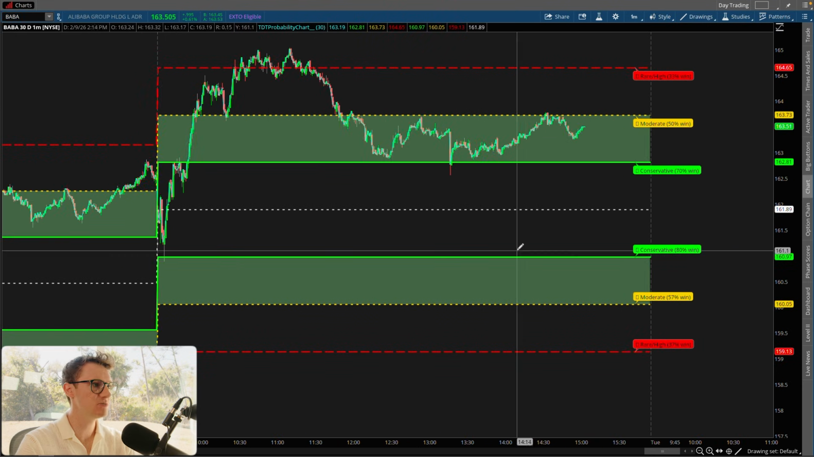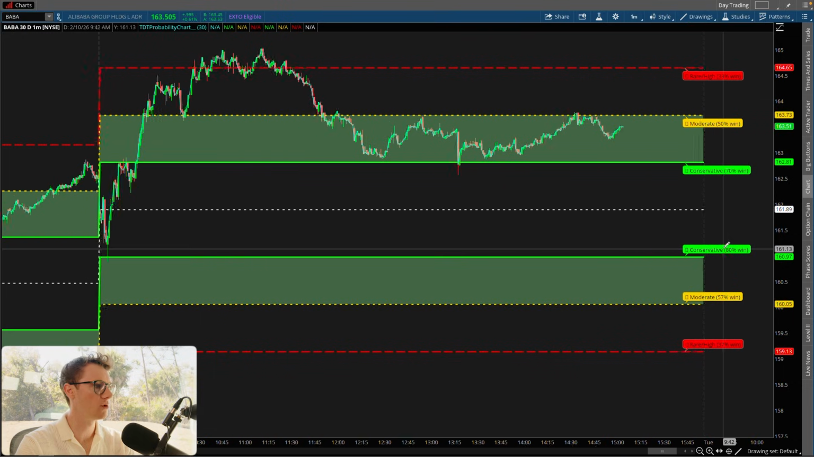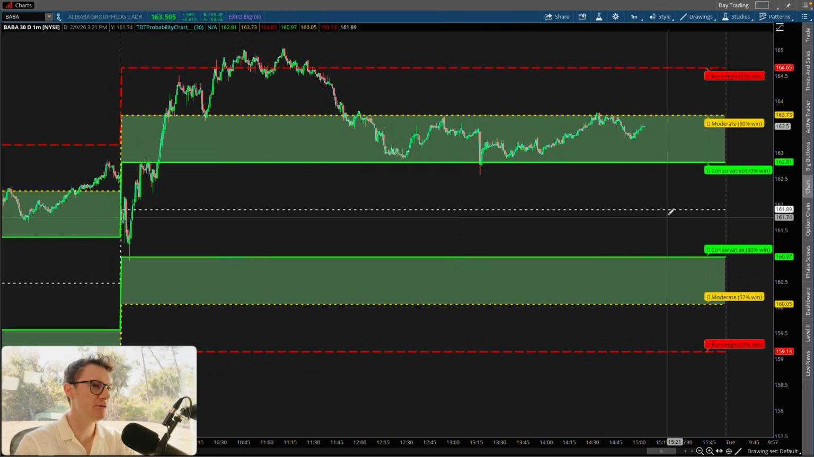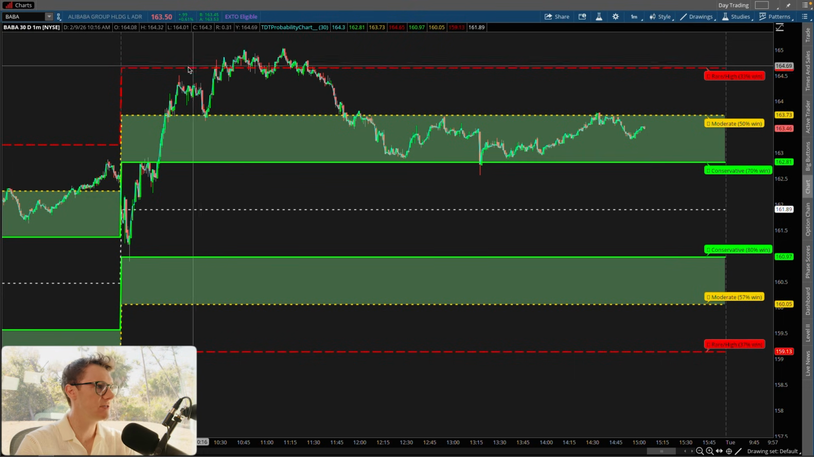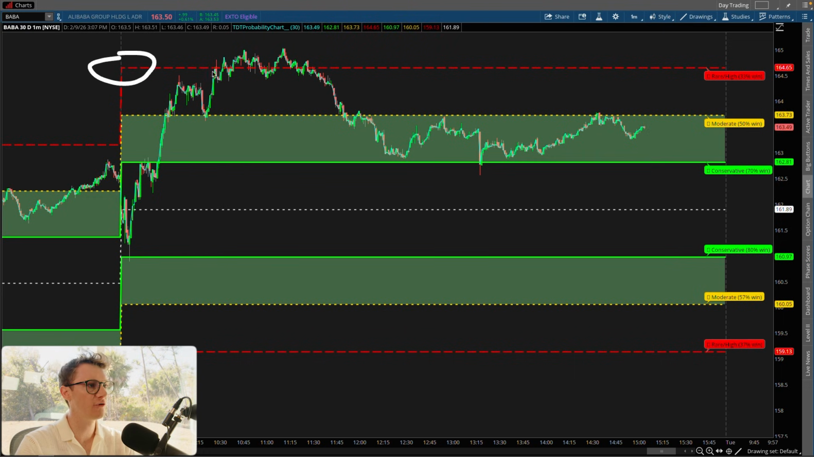And now you want to think of these probability areas acting as support or resistance, because the smaller the win rate, we could see the win percentage here, the less chance the stock is going to trade up to that area. And we could see how that red, that's going to be our further outmost probability level, our rare high. That means that there is a rare chance that today BABA would trade up to that 164.65. We know that there is a 33% chance that would happen.